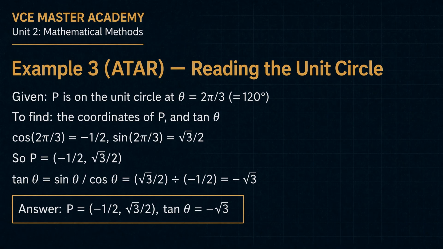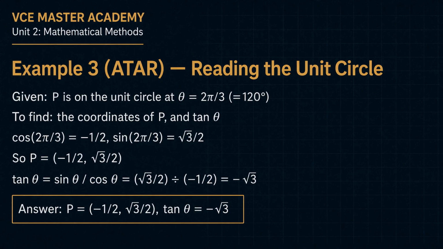Example 3. An ATAR style one. Reading the unit circle. A point P sits on the unit circle at the angle 2 pi over 3, which is 120 degrees. Find its coordinates and find tangent of the angle.